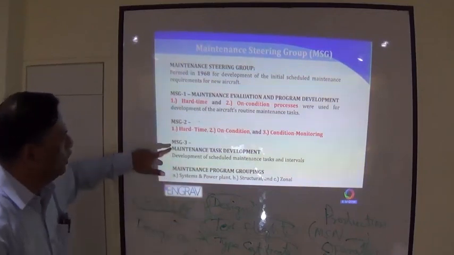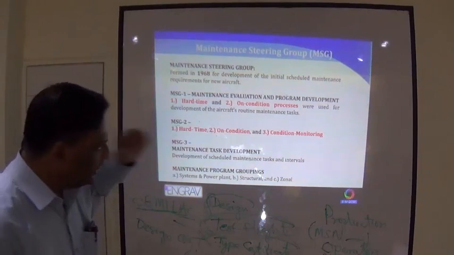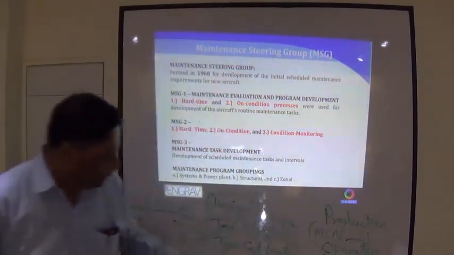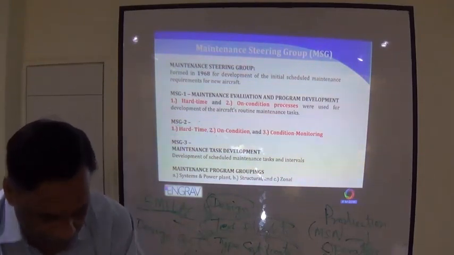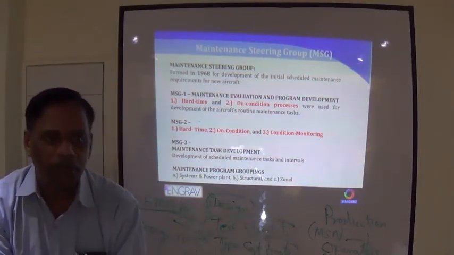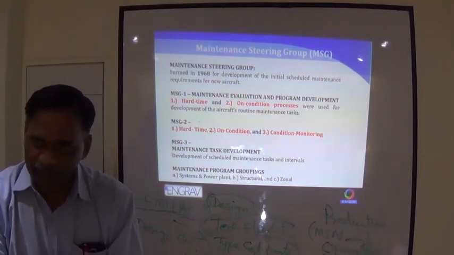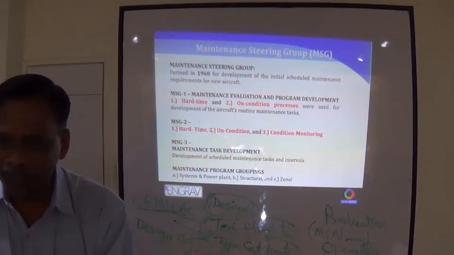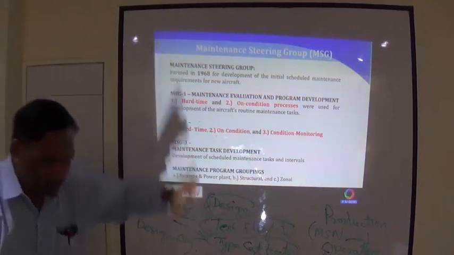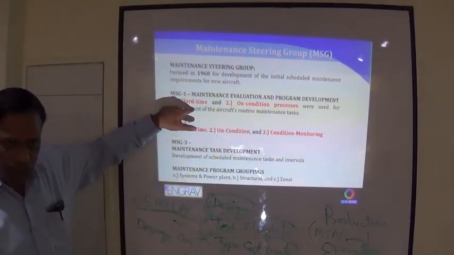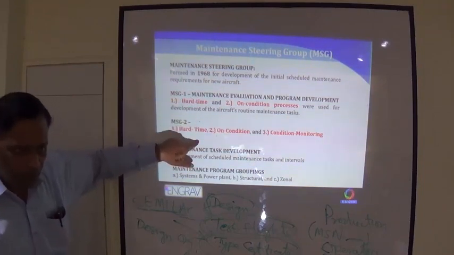Anyway, some of the maintenance tasks, so this is called the maintenance program. When the manufacturer type certifies an aircraft and hands it over to the production agency, he has to give a maintenance document called the MPD, maintenance planning document. Each type of aircraft will have its own MPD. That will say what the maintenance tasks are, what the hard time limits of each maintenance task are, or what the hard time limits of the component replacements are.